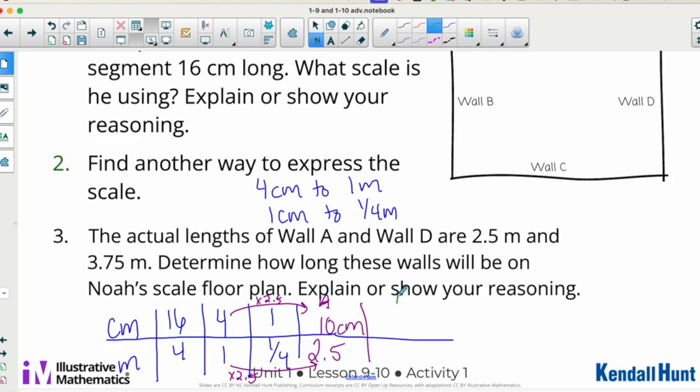And then for wall D, 3 3/4 meters. So we're going to put that down here in the meters. To go from 1 meter to 3 3/4 meters, we multiply by 3.75. So 4 times 3.75 gives us 15 centimeters.